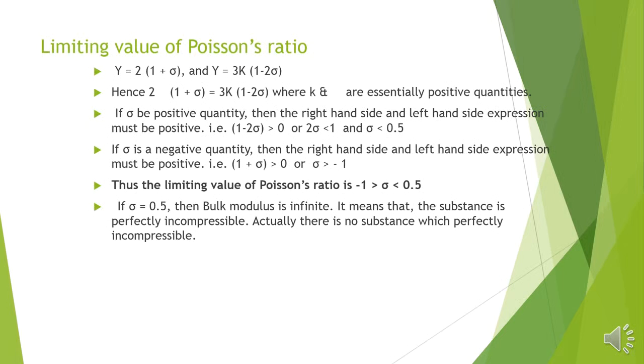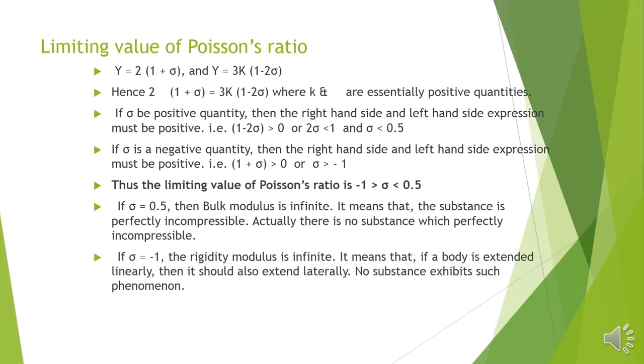If sigma is equal to 0.5, then bulk modulus is infinite. It means that the substance is perfectly incompressible. Actually, there is no substance which is perfectly incompressible. If sigma is equal to minus 1, the rigidity modulus is infinite. It means that if a body is extended linearly, then it should also extend laterally. No substance exhibits such phenomenon. In actual practice, the value of sigma varies from 0.2 to 0.4. This is the practical limit.